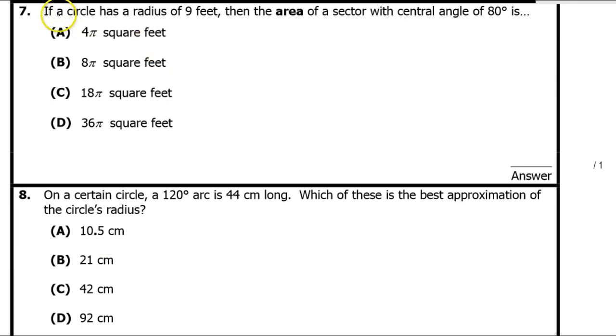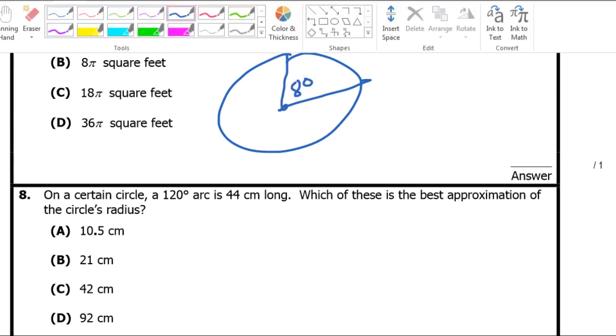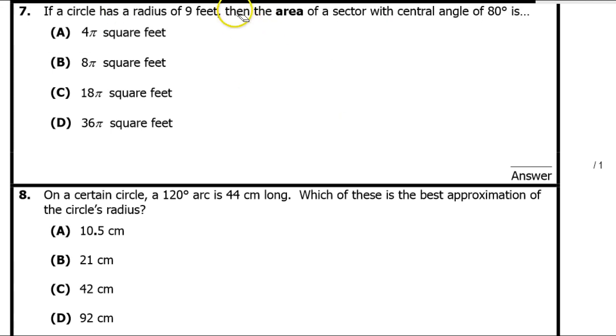So number 7 says a circle has radius 9 feet. Then the area of the sector that has a central angle of 80. Central angle of 80 means like this would be 80 right here. Anyway, that's in my way. All right, but we're supposed to find the area of the sector.